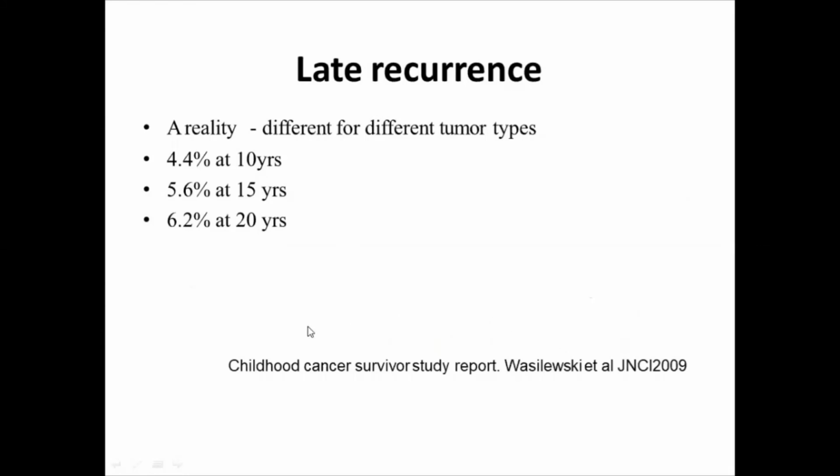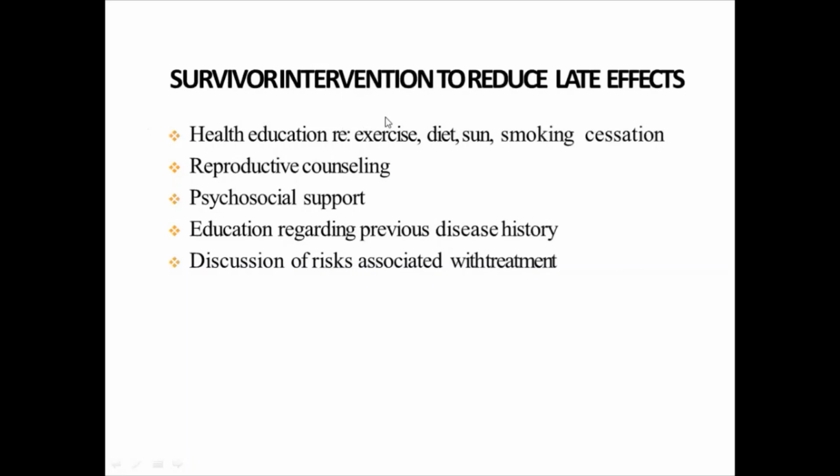This was a report by the Childhood Cancer Survivor Study, and it showed that there is around a 4.4% increased risk of late recurrence at 10 years, 5.6% at 15 years, and 6.2% at 20 years. So what is the survivor intent of intervention to reduce the late effects?